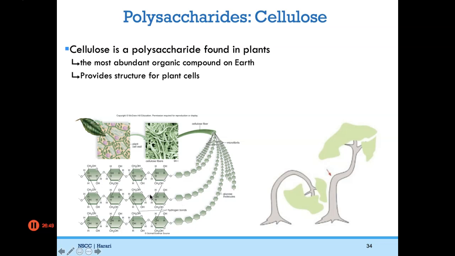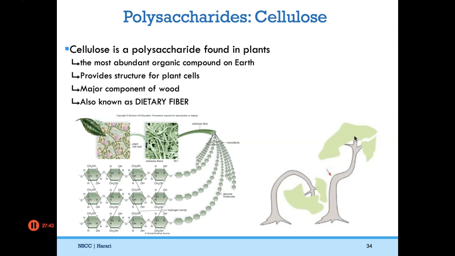And there's also hydrogen bonding between different glucose chains that makes cellulose so strong and rigid. So it's not only the covalent bonds, the glycosidic bonds that connect the glucoses, but it's also hydrogen bonding between the microfibrils of glucose chains. And when you look at a tree, the reason why it can stand upright is because of the rigidity of cellulose. So the paper that you're writing on is made of the bark of a tree, which is cellulose. Blades of grass stand up because of cellulose. Cellulose is the major component of wood, and it's also known as dietary fiber. So on a nutrition label, you might see insoluble fiber or dietary fiber, and that refers to the cellulose.